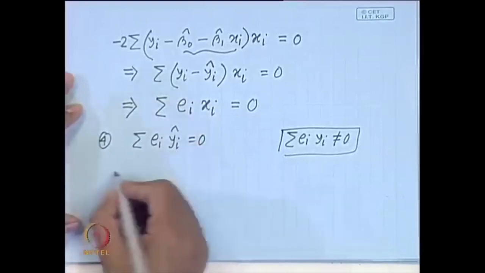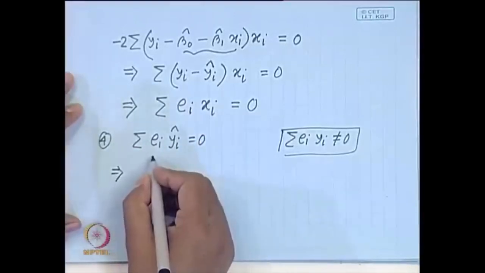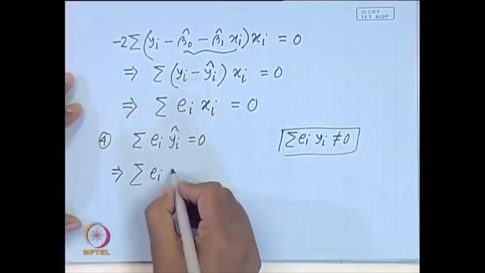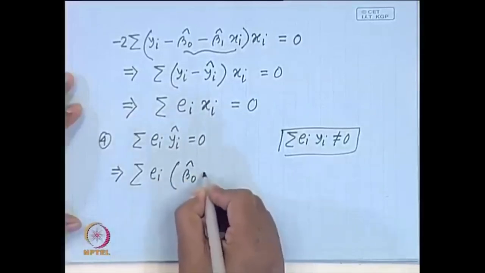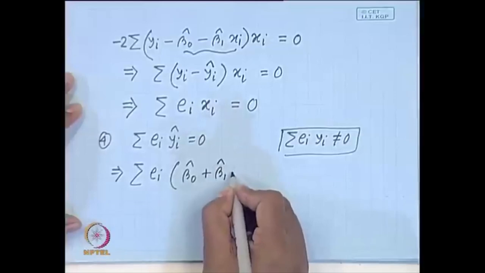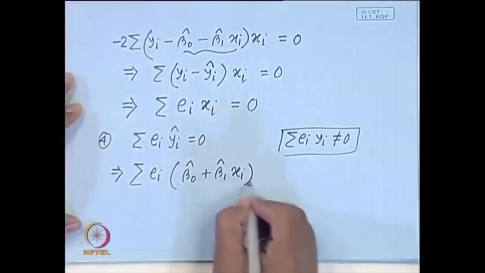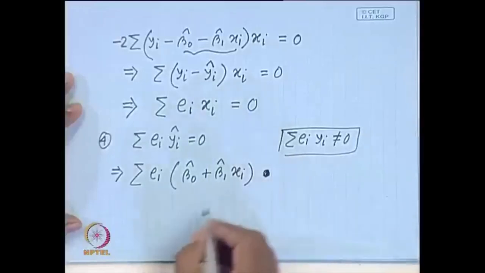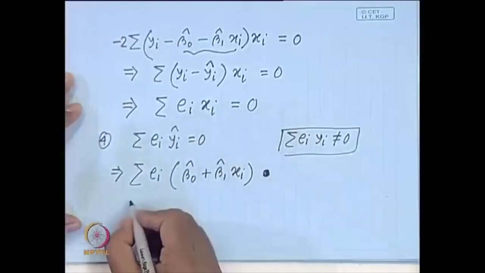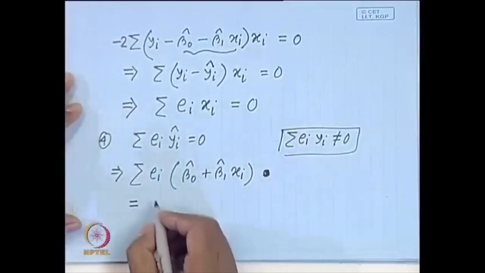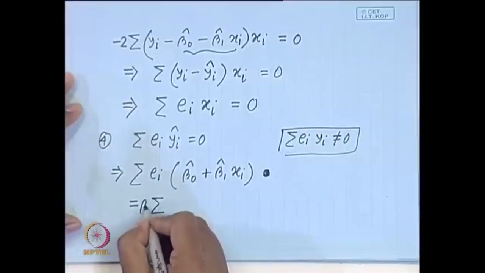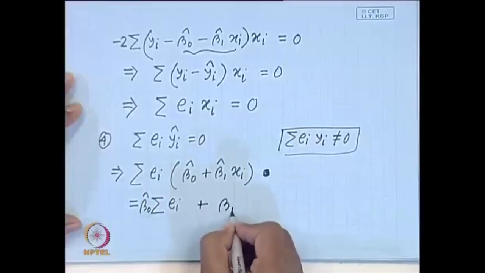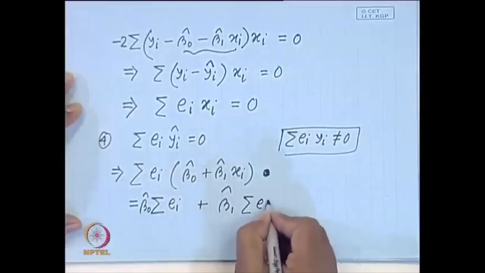Well, this can be written as summation e_i, what is y_i hat? y_i hat is equal to beta naught hat plus beta 1 hat x_i, which is equal to summation beta naught hat e_i plus beta 1 hat summation e_i x_i.